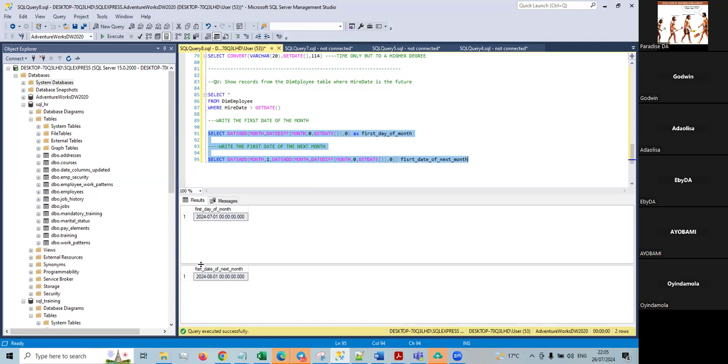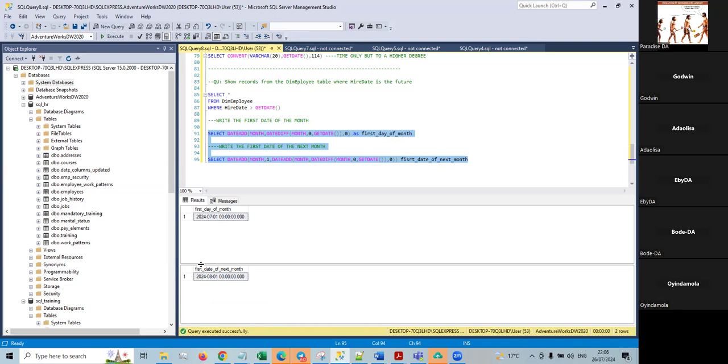Who can tell me what we can use this for? Remove one from it to get the last day of the previous month. Pardon? We can replace it by one to get the last day of the previous month. Okay, that's true.